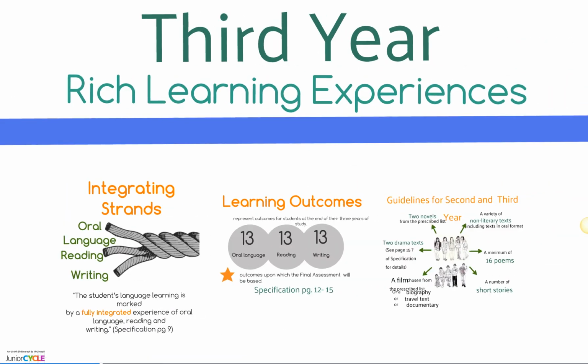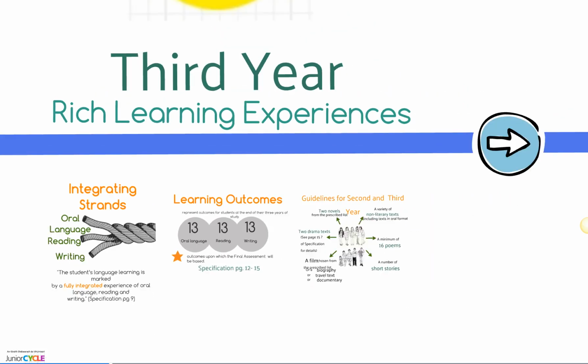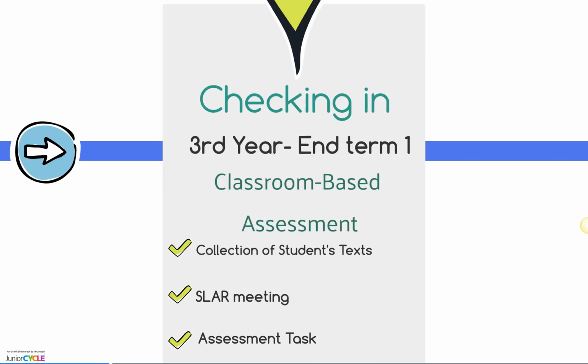Our students continue to engage in rich learning experiences across the 3 strands during third year. Students develop the knowledge, understanding, skills and values outlined in the 39 learning outcomes through engaging in rich learning experiences and with a wide variety of texts. And so, our students arrive at the second classroom-based assessment at the end of Term 1 in third year, when students will submit their collection of student texts for assessment.